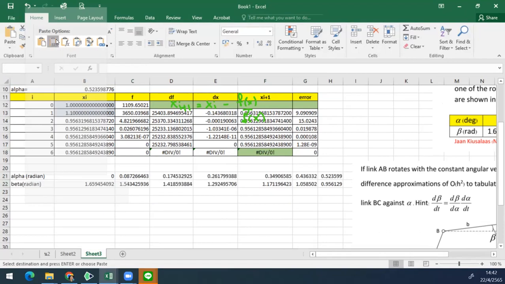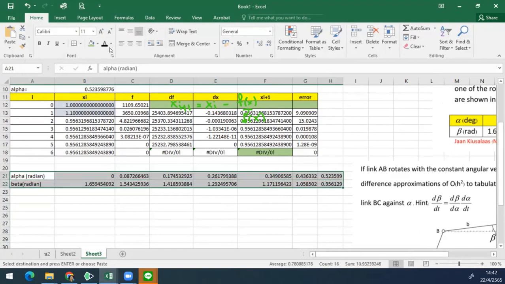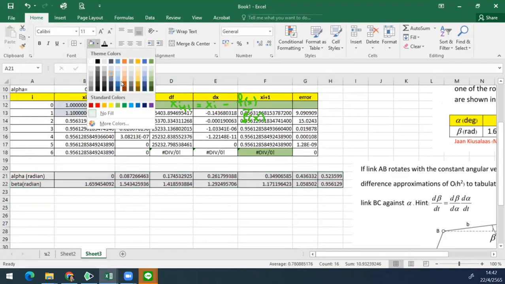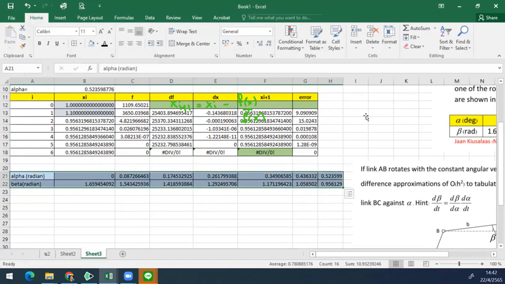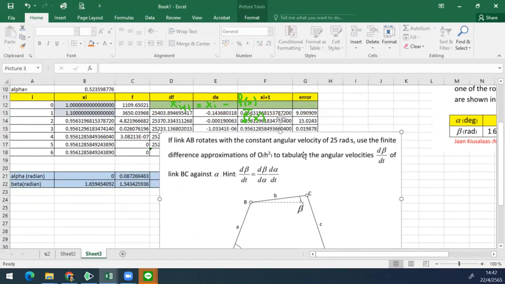Now we move to the next. That is for the case that we would like to determine the rate of change. Okay, we know that AB is rotated with a constant angular velocity of 25 radian per second. Okay, and we would like to approximate the angular velocity of beta of member BC also. That is d beta by dt, based on the chain rule.